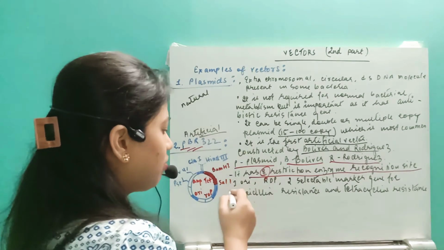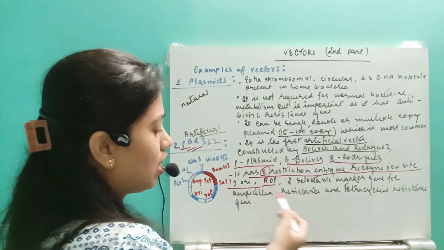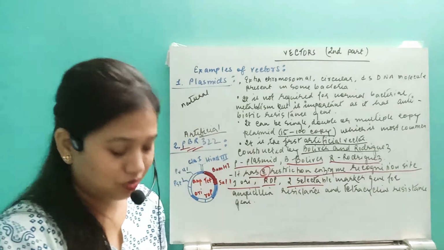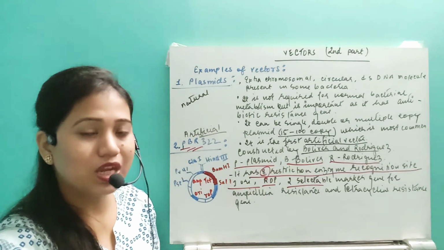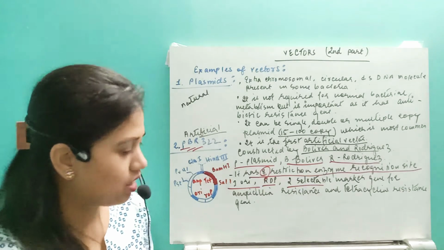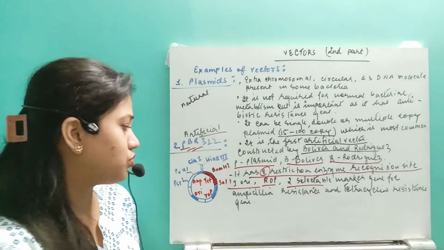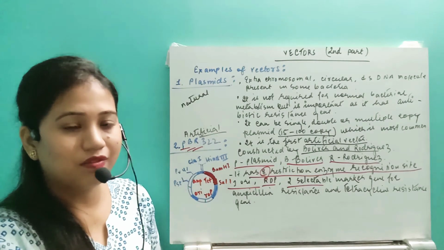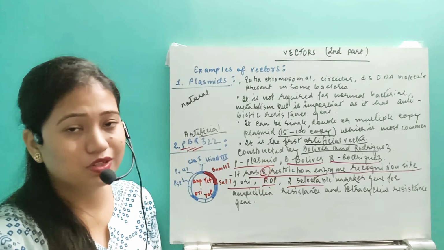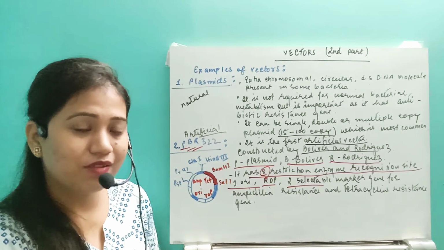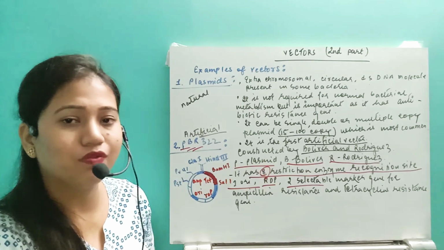Next, they have only one ori, then rop, and 2 selectable markers. What are the 2 selectable markers? They are the ampicillin resistant gene and the tetracycline resistant gene. What is the meaning? In the ampicillin medium, the host within which pBR322 is present will survive. In the tetracycline medium, which is also an antibiotic, normally the bacteria would die.